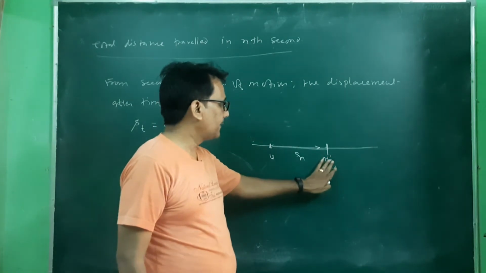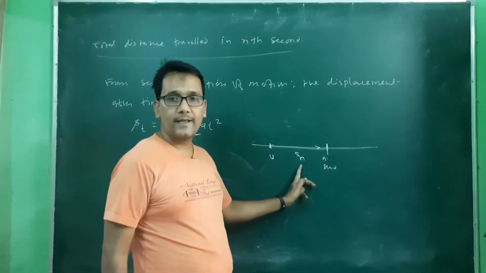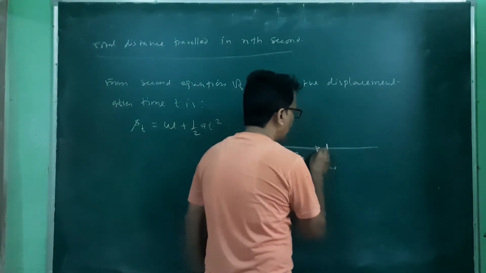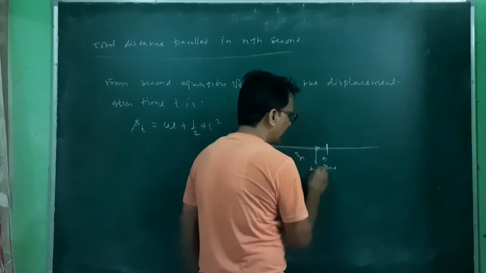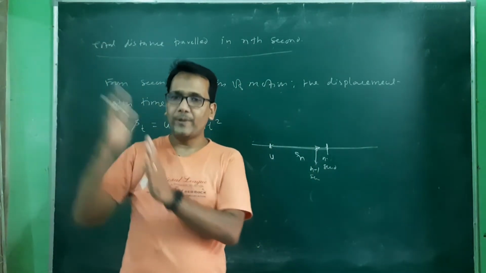After n second, the total distance traveled is Sn, and one second before that there will be another position, which is n minus 1 second. Means 16 second, 15 second.